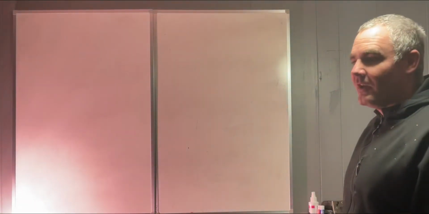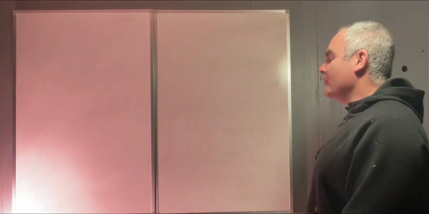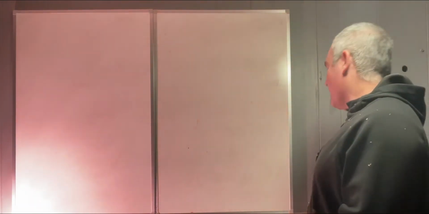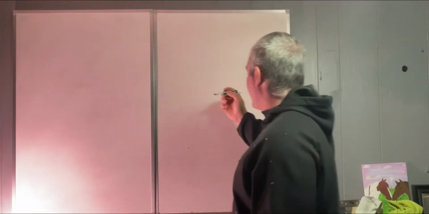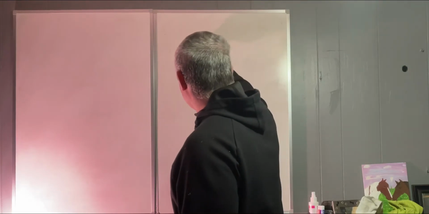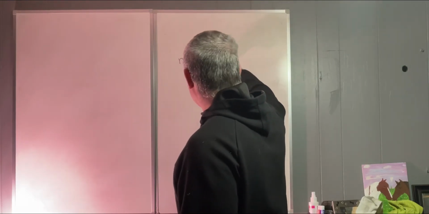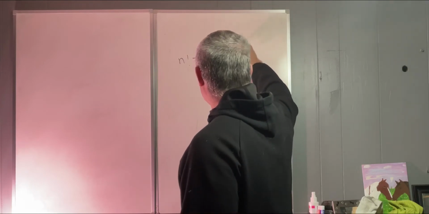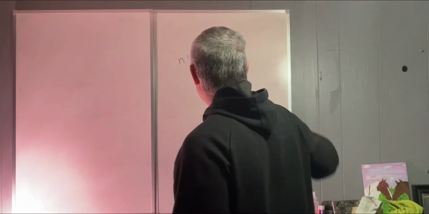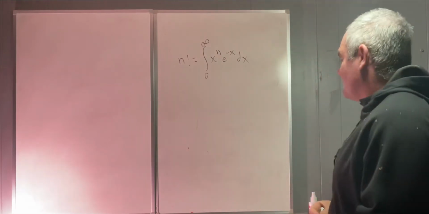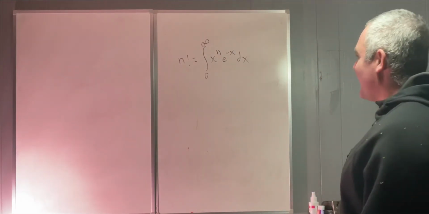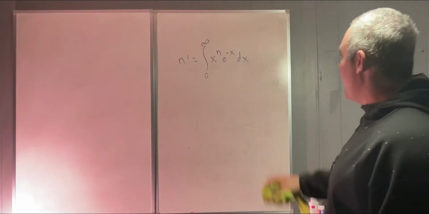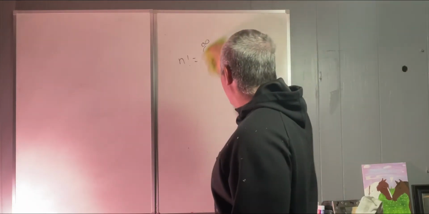Today we're going to be developing a new way to represent the factorial as an integral. You guys are all familiar with this one, I'm sure, that n factorial is equal to the integral from 0 to infinity of x to the n e to the negative x dx. That's fairly well known, but we're going to be developing a different one.